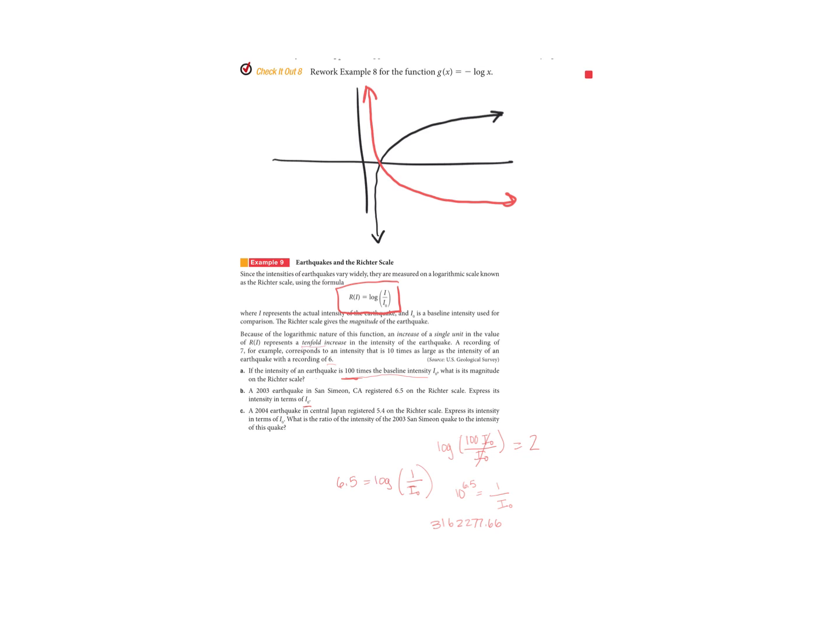So remember, 100 times its intensity, relative to that intensity, was 2. So relative to this intensity, I would have to have that intensity times its baseline intensity. It would have to be roughly 3 million times the intensity of the baseline.